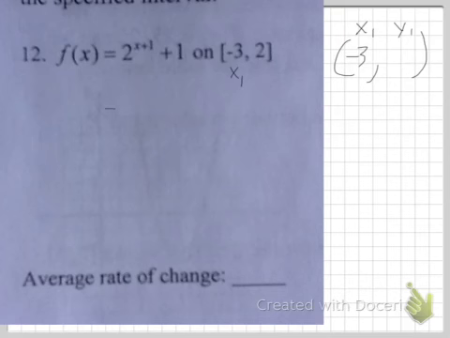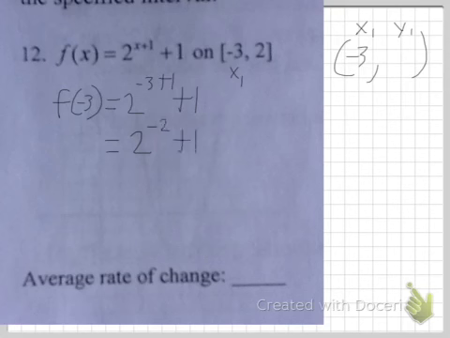The way I'd write this is f of negative 3. This is evaluating the function at negative 3. 2 to the negative 3 plus 1 plus 1. And you can just plug that into your calculator if you want, or if you're going to do it by hand, you end up with 2 to the negative 2 plus 1, or that is also equal to 5 over 4. So the y sub 1 is 5 over 4, or 1.25.